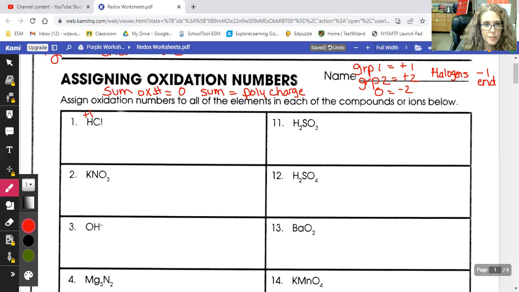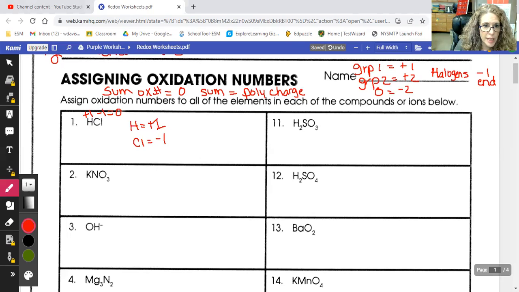So +1 has to add up to 0 with the chlorine. So what number plus +1 equals 0? I need something to cancel out a +1. And in this case, chlorine will be -1. So when you're writing this down, hydrogen is equal to +1 and our chlorine is equal to -1. I know that looks like a +7, but maybe I'll do that so it looks more like a 1. All right, let's go on down to number 2.